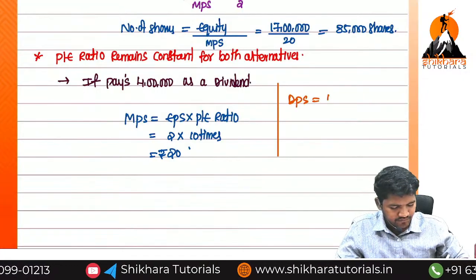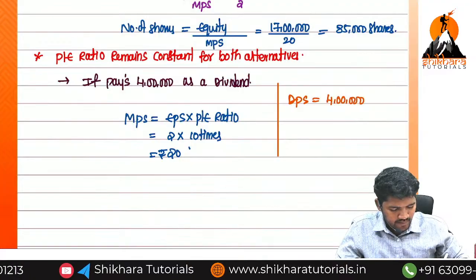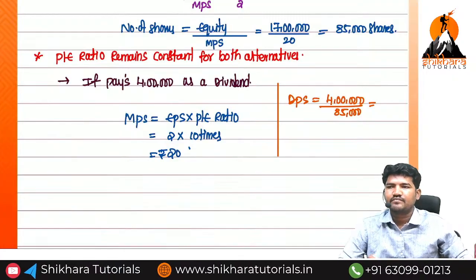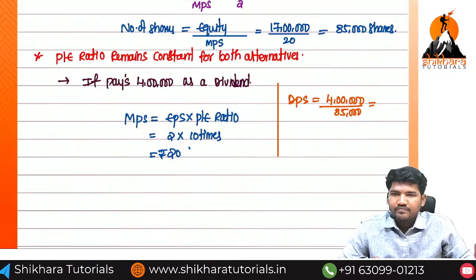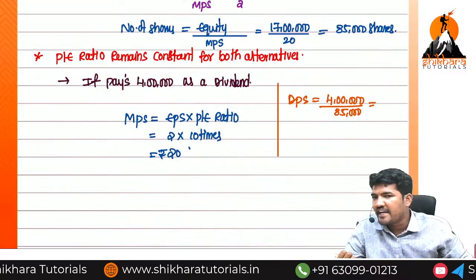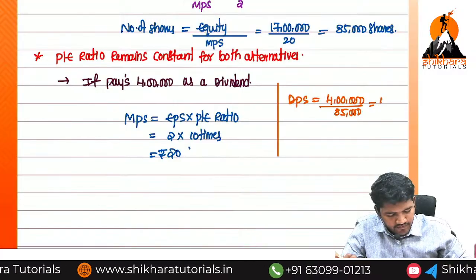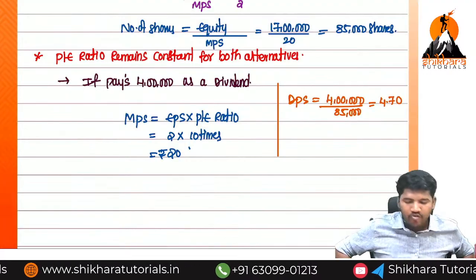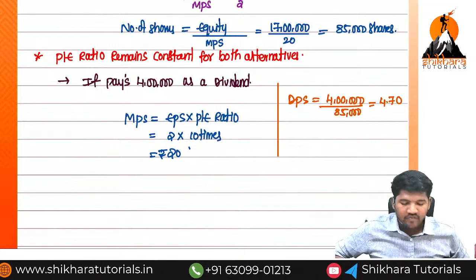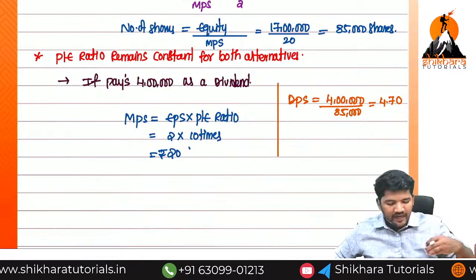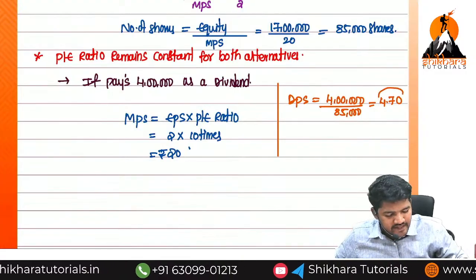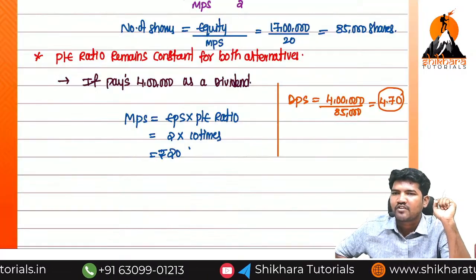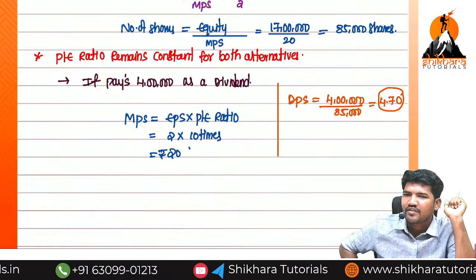EPS equals 4 lakh divided by 85,000 shares. Answer please. Dividend per share you will also get now, because they are paying dividend. 4.7. If you pay 4 lakh as a dividend, how much will each equity share receive? 4.7. Why I calculated this: this 4.7 does not impact my MPS calculation. Hope you understand.